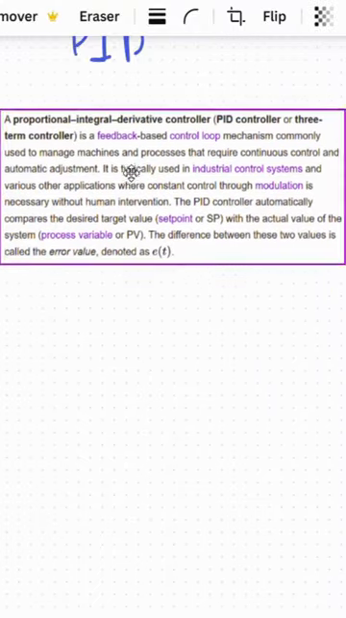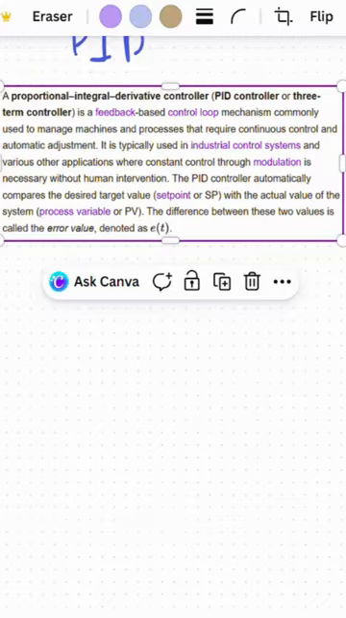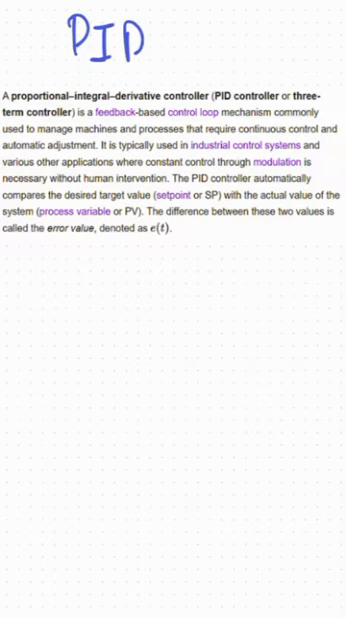To discuss PID controllers. PID, or proportional integral derivative controller, is basically a feedback based control loop mechanism commonly used to manage machines and processes that require continuous control and automatic adjustment. Its typical application is in industrial control systems and other applications where constant control and modulations are necessary without human intervention.